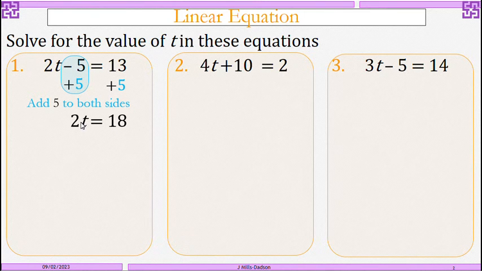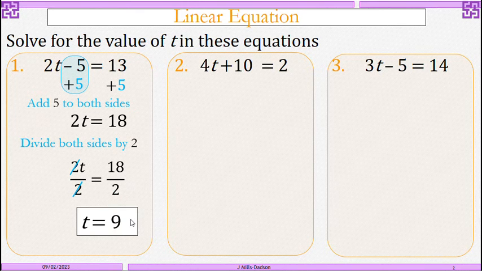So the next stage is to get rid of 2. 2t means 2 times t, or t times 2. So times by 2, if you want to reverse it, it means divide by 2. And remember, balancing method, whatever you do to one side, do the same to both sides. So we divide both sides by 2, and 2 divided by 2 is 1. So we cross that out, and t is equal to 18 over 2, which simplifies as 9. So t is equal to 9.